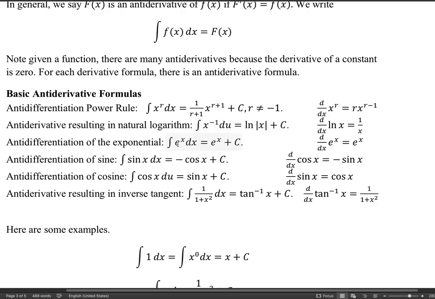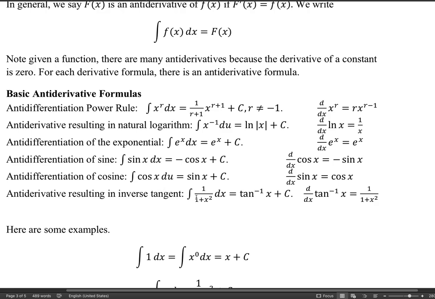And another formula, anti-differentiation involving the exponential function, because the derivative of the exponential function is itself. So roughly, you can say the antiderivative of the exponential function still is itself. But don't forget the arbitrary constant in the end. And also, accordingly, we have the anti-differentiation rules for sine and cosine.